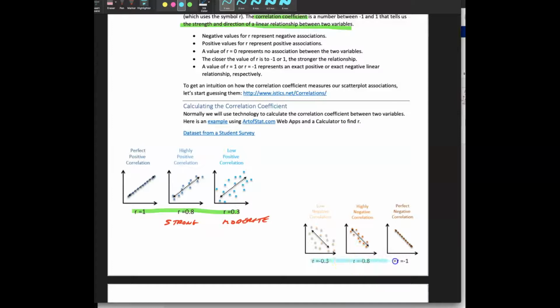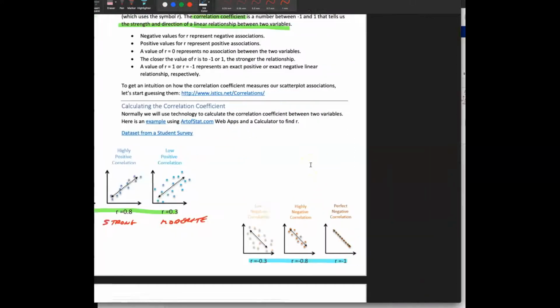And then what do you think if we had a graph now? So we have some positive and negative. What would a graph look like, or what would a scatter plot look like, if there was no correlation? I want you to think about that real quick. What would it look like if there was no correlation?